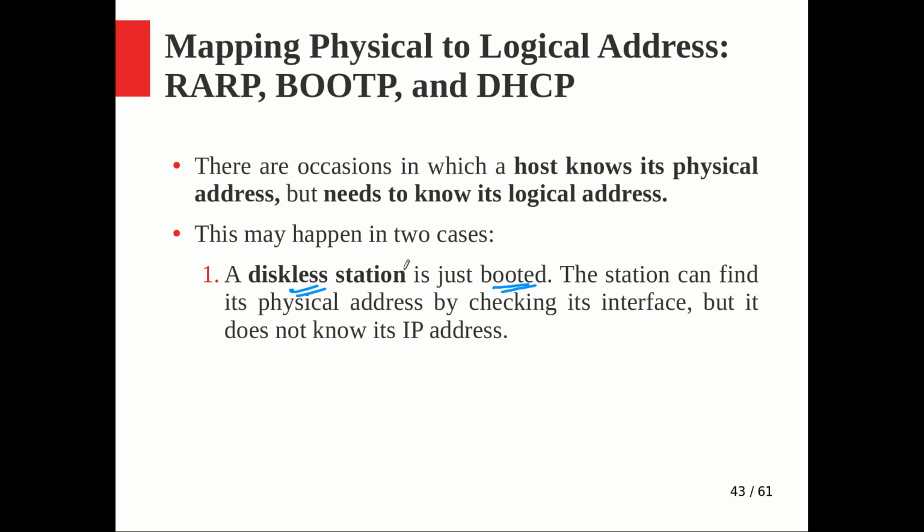With that the machine is trying to run, and as soon as it is booted up, the station can find its physical address by checking its interface, that is, the network interface card, but it doesn't know its IP address, because the configuration file is normally inside the secondary memory, disk or some kind of permanent storage, say ROM also. But those things are not there with the diskless machine, and that is where it is supposed to get the IP address as soon as it's booted up.